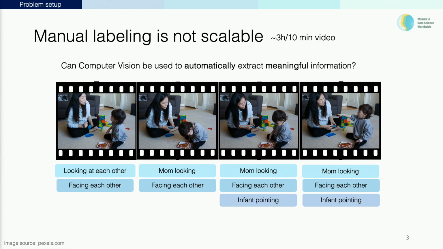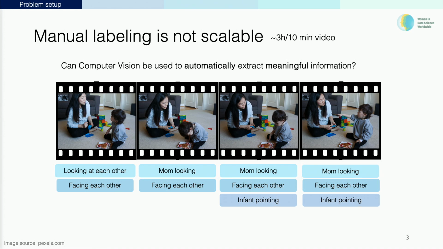As you can expect, this is not very scalable. It takes around 3 hours to annotate a 10-minute video. So this limits the diversity of data and cohorts that child development specialists can test their hypotheses on. And it's usually done on video, so it's not one image, you have to do it for a whole sequence of frames. And you want these very minute and fine-grained interactions for all of these frames.